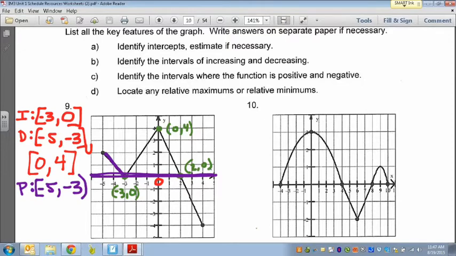All right, but it does pick up again, going this direction right here. It starts being positive above the line, starting at -3. And it does continue to be positive right here in this section.